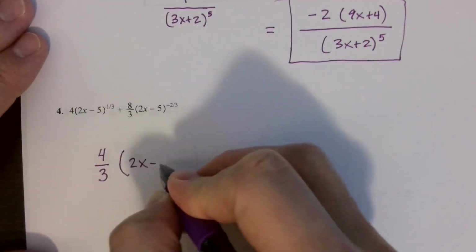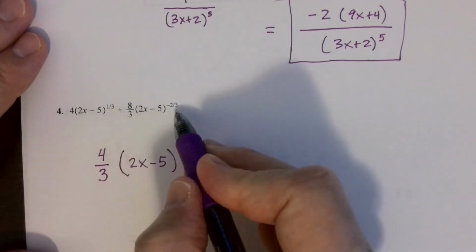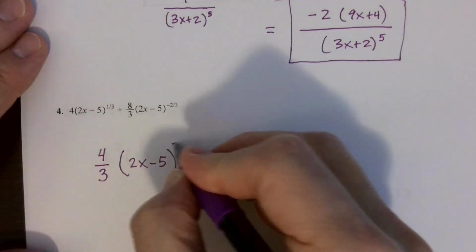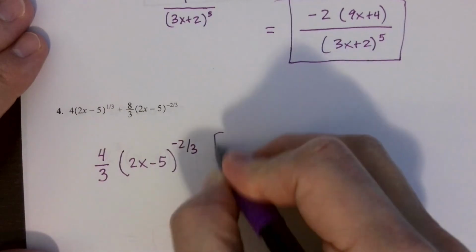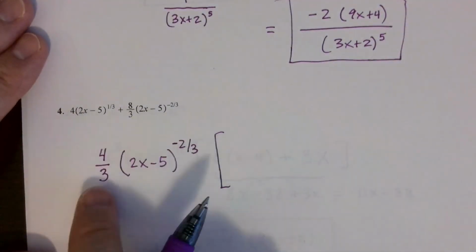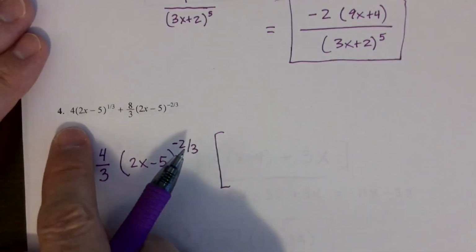What about the 2x minus 5? What's the smaller power, 1/3 or -2/3? Obviously -2/3. Okay, so what's left? So now let's tackle this. You say, what in the world, how can you factor out a 4/3 from 4?